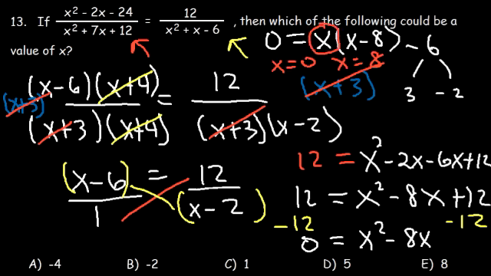Anytime you see an x on the outside like this, x can equal 0. So therefore, we're looking for a possible value of x. So E is the right answer. X could equal 8.